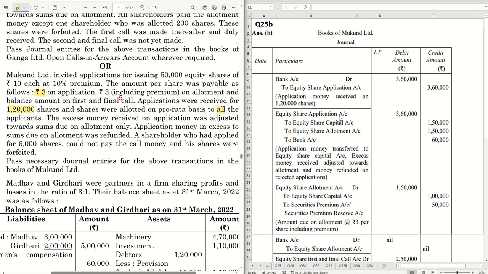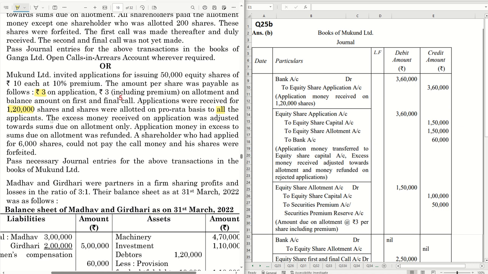Now the second journal: equity share application account debit to equity share capital account, to equity share allotment account, to bank account. Equity share application will be 3,60,000, the same amount that was created in the first journal will be debited here. Equity share capital account will be on 50,000 shares at the rate rupees 3, so 1,50,000. And to equity share allotment account, again on 50,000 shares at the rate rupees 3 including premium, so that is also 1,50,000. Okay, however, the company still is left with 60,000, and that will be refunded.